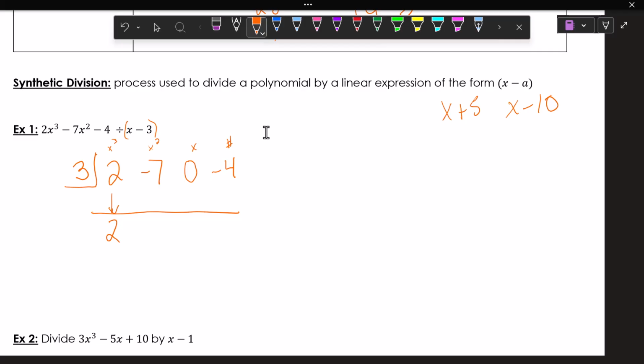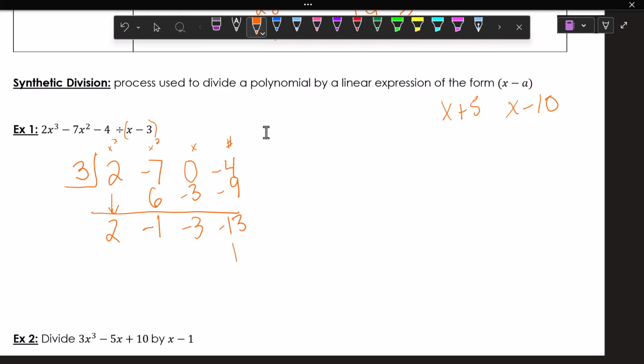So that's our setup. When we start working on this, the first number we just bring directly down. But then now, every number down there gets multiplied by our number, our divisor, the 3 here, and then put into the next spot underneath the number that's already there. So 2 times 3 is 6, and we put it there, and we add down. We get negative 1. Negative 1 times 3 is negative 3. We add down, we get negative 3. Negative 3 times 3 is negative 9. And we get a negative 13 there.